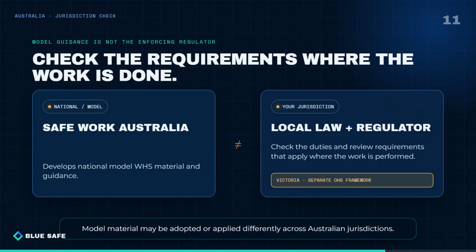Safe Work Australia develops national model guidance. It is not the enforcing regulator. Model material may be adopted or applied differently across jurisdictions. Check the regulator and requirements that apply where the work is performed, including Victoria's separate occupational health and safety framework.